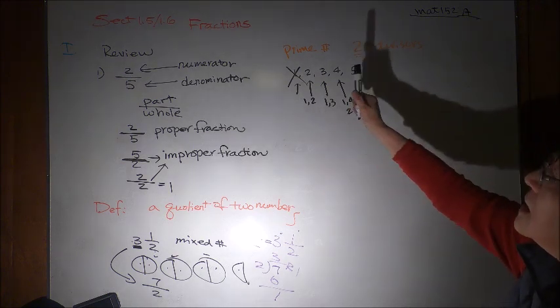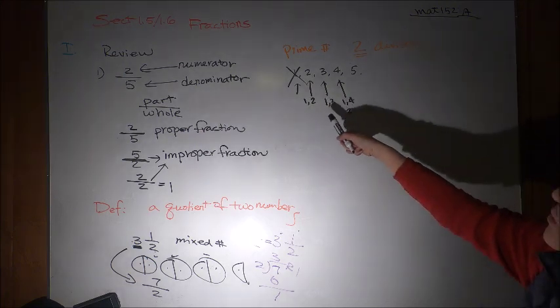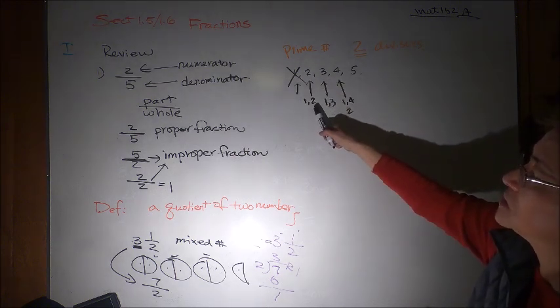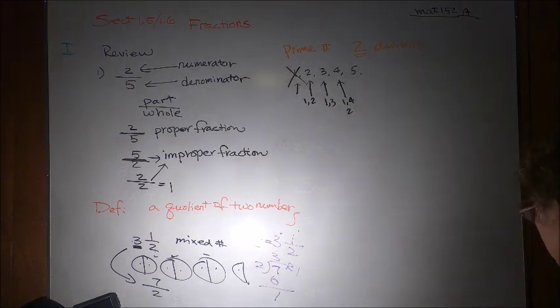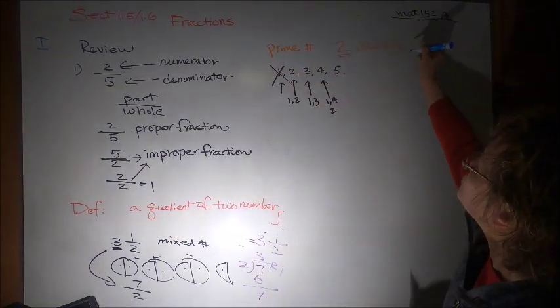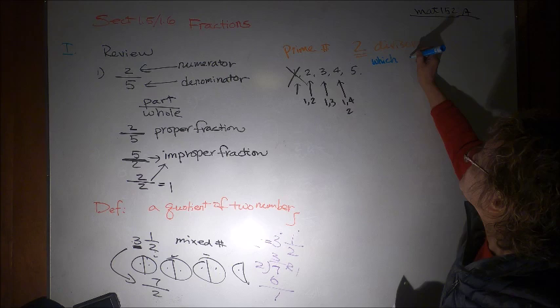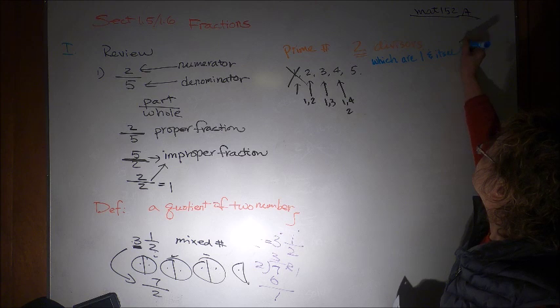So for every number, 1 can go into it. But if another number, besides itself, can go into it, then it's no longer a prime, right? So a prime number means what? It only has 2 divisors, which are what? Only 2 numbers, which are 1 and itself, right?